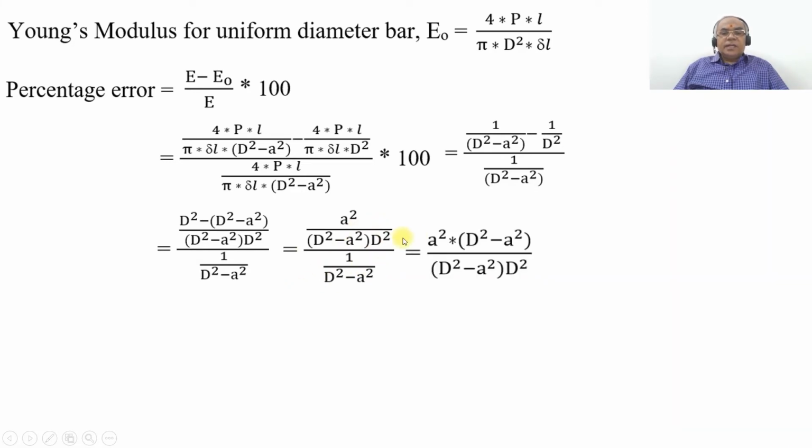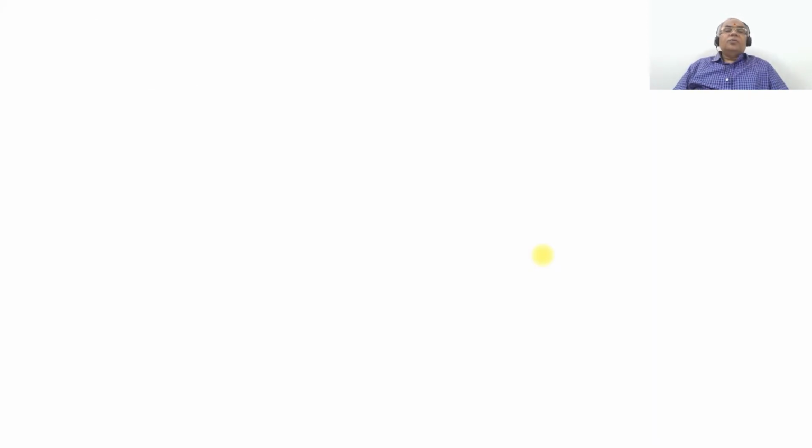So again we are going to get a square into (d square minus a square) divided by (d square minus a square) into d square. So these two get cancelled. You are going to get a square by d square. So what is the percentage error? The percentage error will be equal to a square by d square into 100. So you can take this 100 inside, which is going to be (10a by d) the whole square. So this is how you will be able to solve this problem.